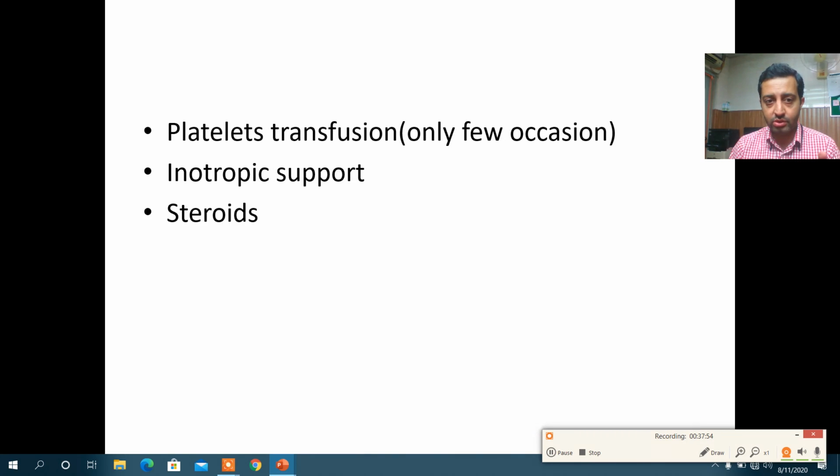There is no role of platelet transfusions, they are not meant to be given in any case, until a few exceptions are there. That can be done with the consultation of your senior. There is no role of inotropic support. If you will be giving inotropic support like adrenaline, dopamine, to these patients, they will give you a false impression of improving blood pressure. But actually, the reason for going into shock is not cardiac failure, it is hypovolemia.